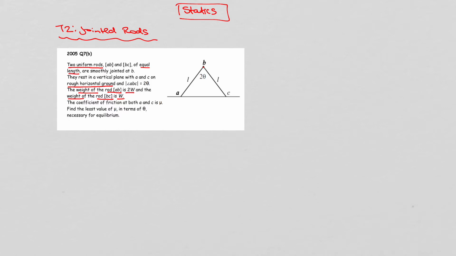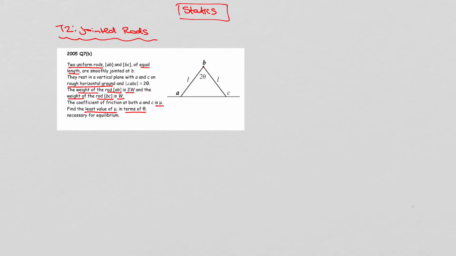We're told that the coefficient of friction at both A and C is mu. And we have to work out the least value for the coefficient of friction in terms of theta necessary for equilibrium. We have to remember that the coefficient of friction is the value that's going to resist this system from slipping. So we're looking for the smallest value possible that's keeping these rods in position.